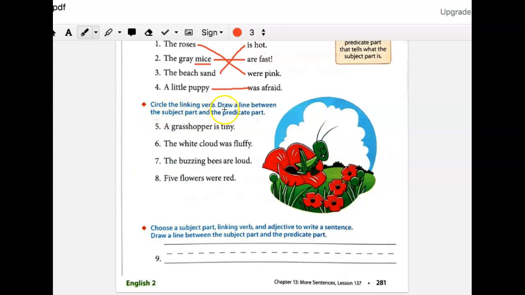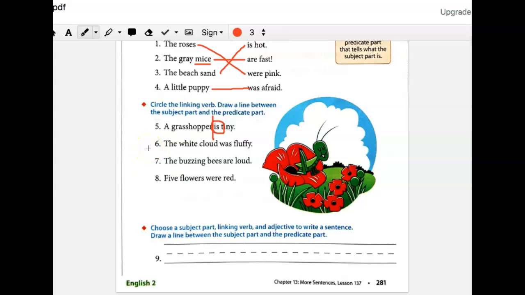Circle the linking verb. Draw a line between the subject part and the predicate part. A grasshopper is tiny. What is the linking verb in this sentence? The linking verb is is. Then where should we draw the line to split between the subject part and the predicate part? The sentence is telling us about a grasshopper, so a grasshopper is our subject. That means we draw the line right here. So is tiny is the predicate part.